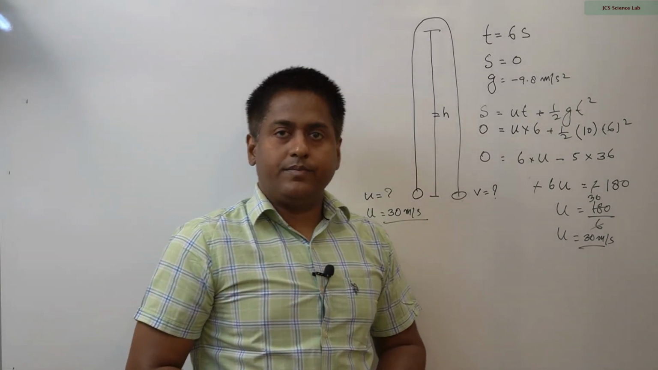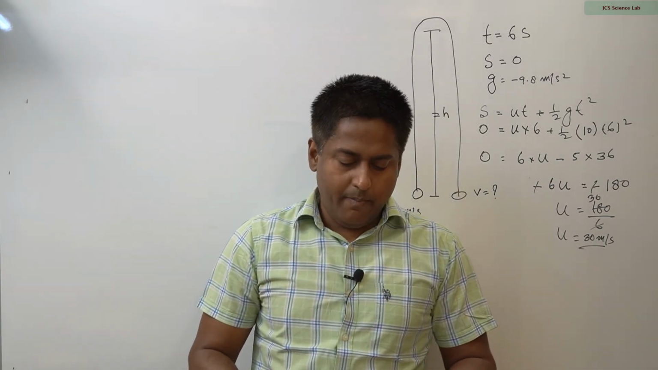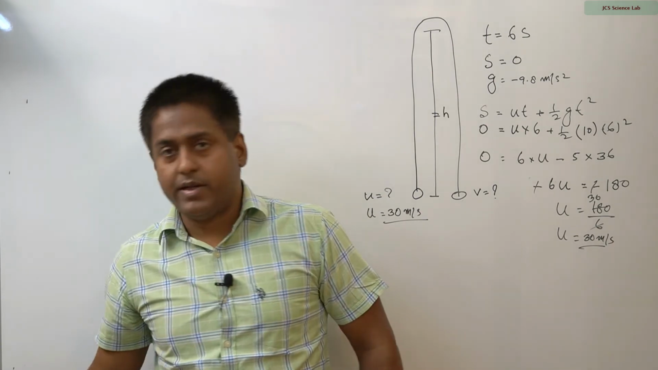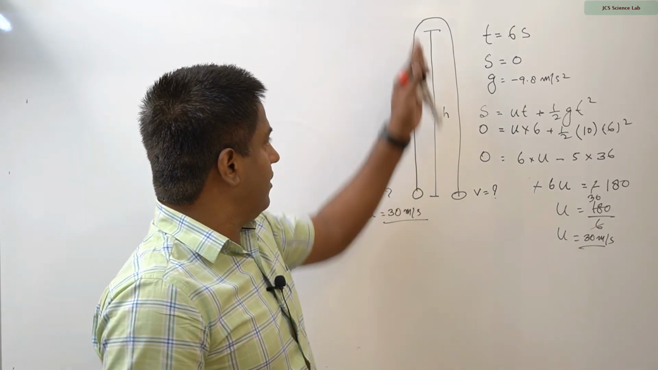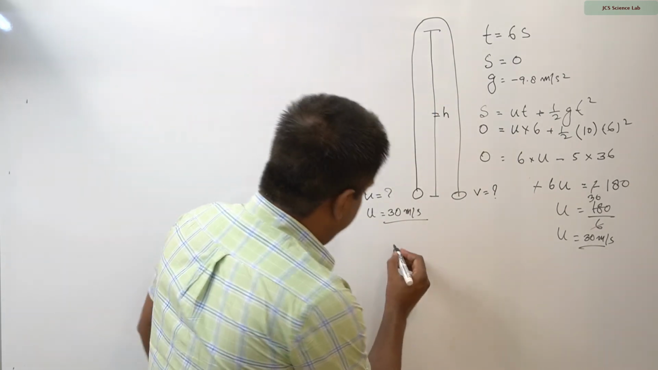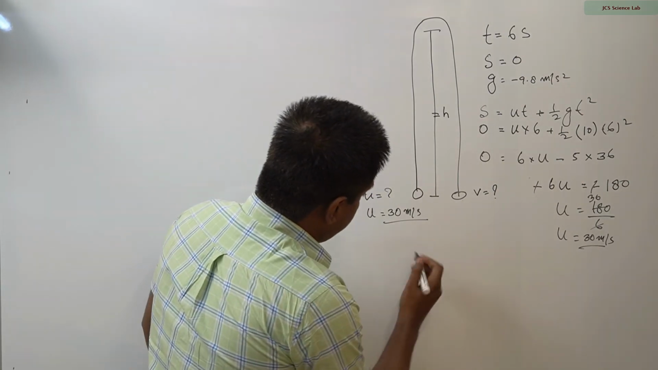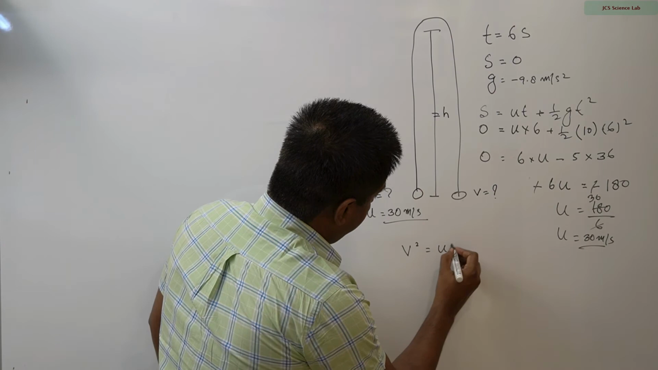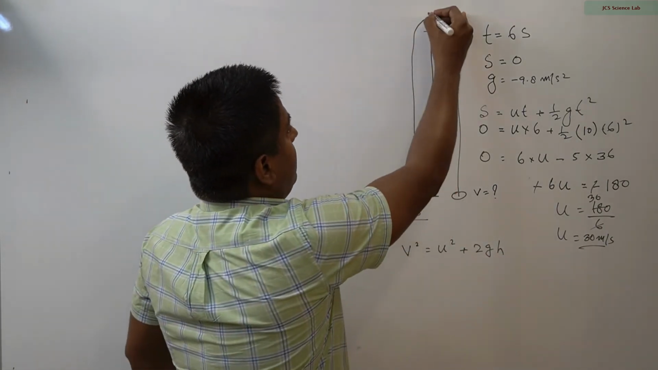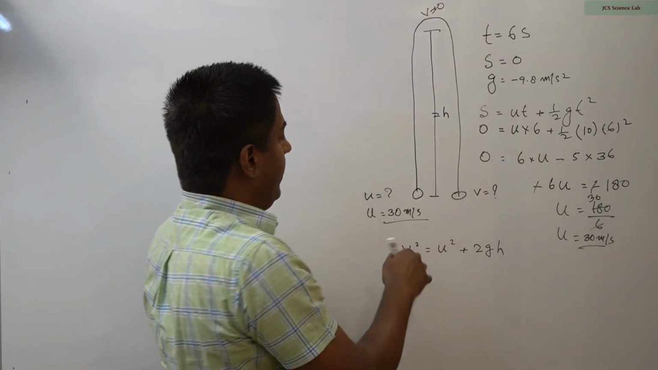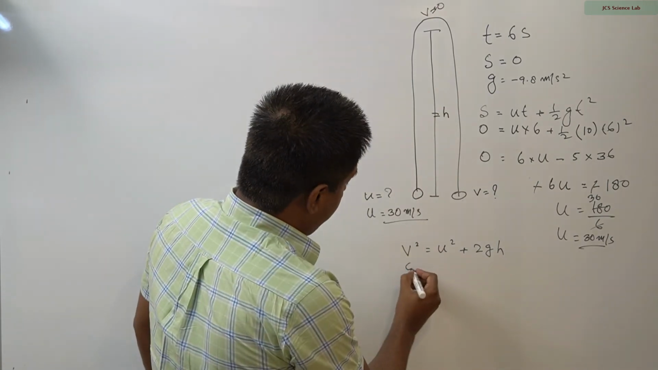In the second part of the question, it's asked the maximum height it reaches. Now it's easy. Now you know the initial velocity, so use the third equation of motion and calculate the h. The square of velocity is equal to the square of initial velocity plus 2 into g into h. At the highest position, it stops and then starts falling down. So v is 0 at the highest position.